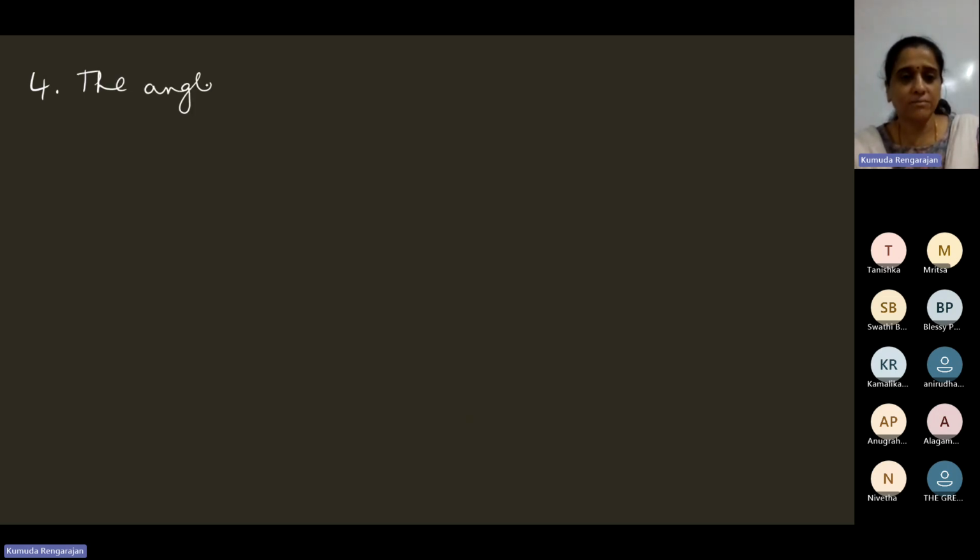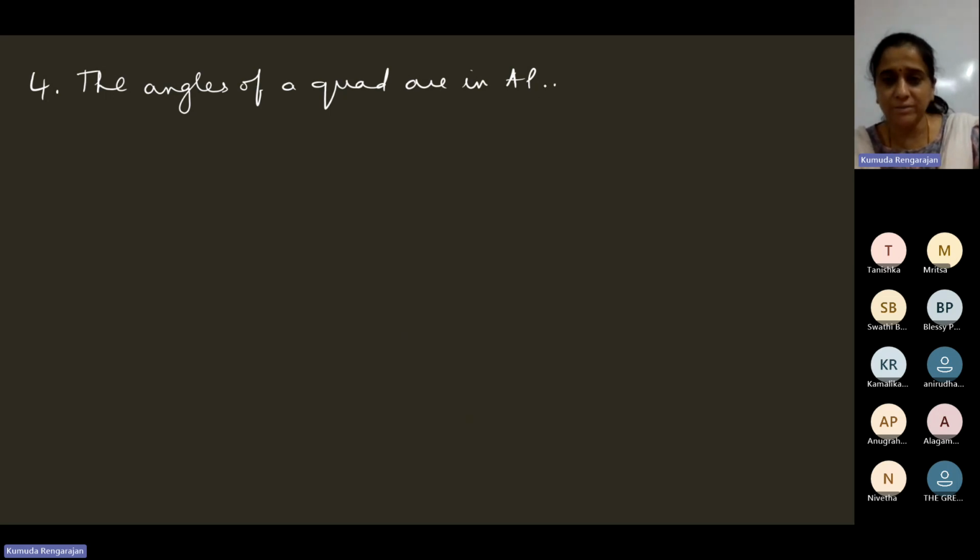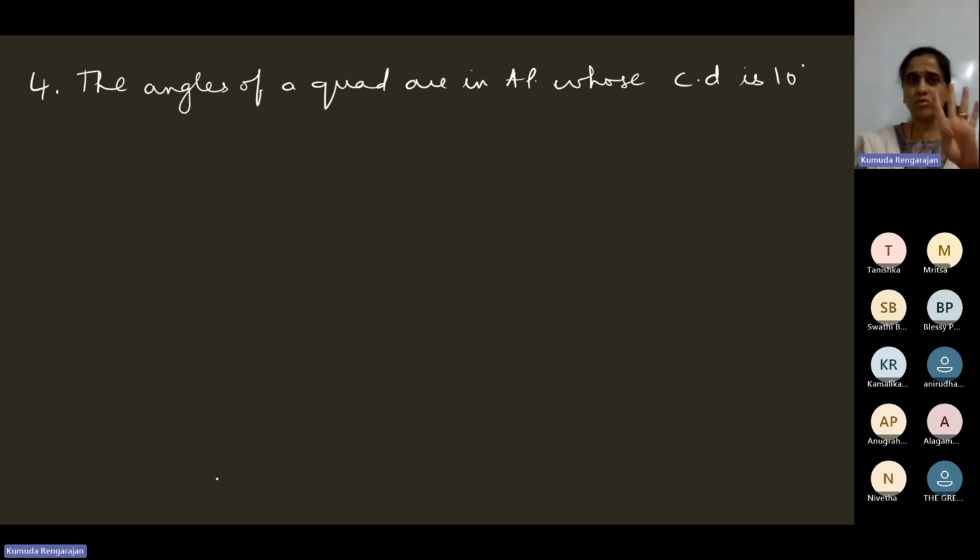The angles of a quadrilateral are in AP whose common difference is 10 degrees. So see, quadrilateral, 4 angles. Common difference is 10. What's the assumption? Let the 4 angles be.